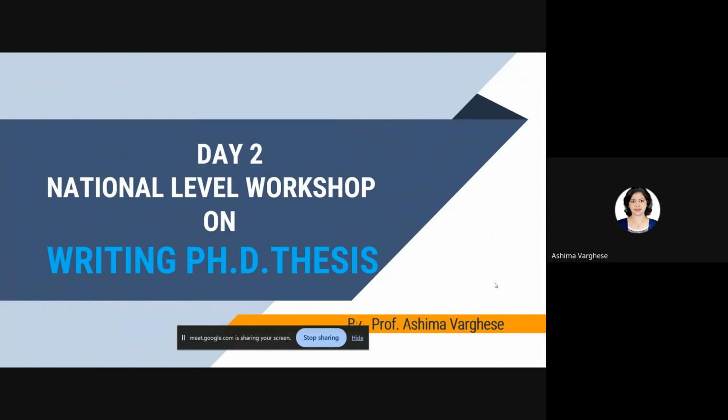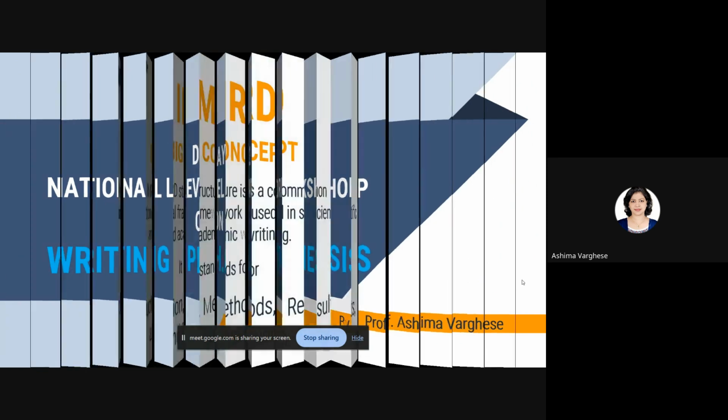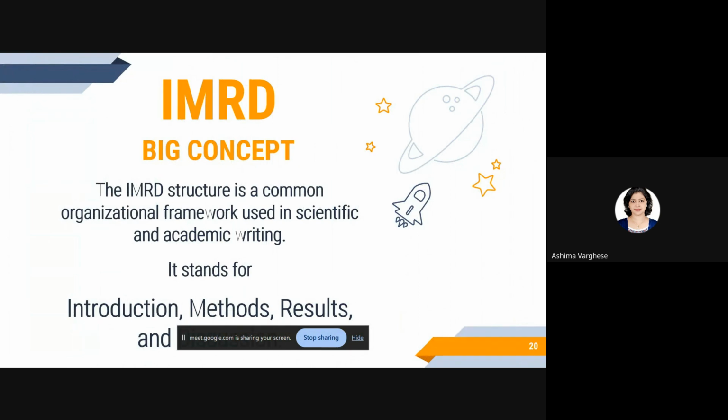Now we are into day 2 of the national level FDP on writing PhD thesis. So let us start with the big concept of IMRD. Yesterday I told you regarding IMRD. Now, what is IMRD? IMRD is actually applicable worldwide. Most of the universities and research scholars globally are following this type of format. This is a very common structure and organizational framework which is used in scientific as well as academic writing. So you should also be following this type of format.